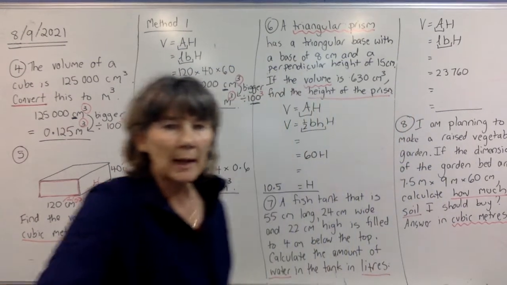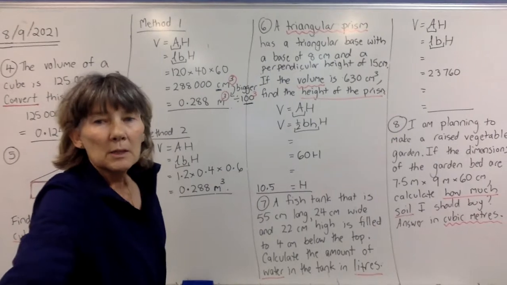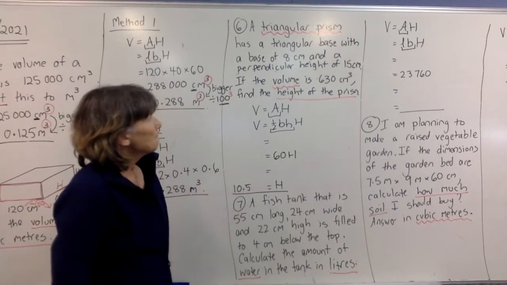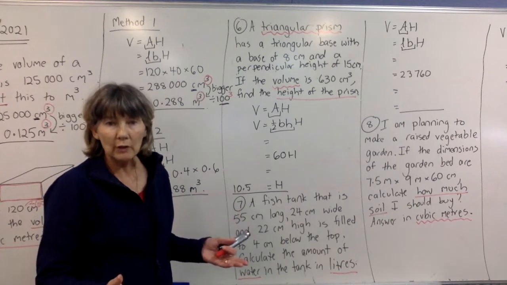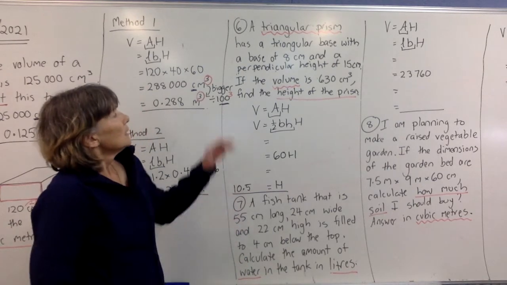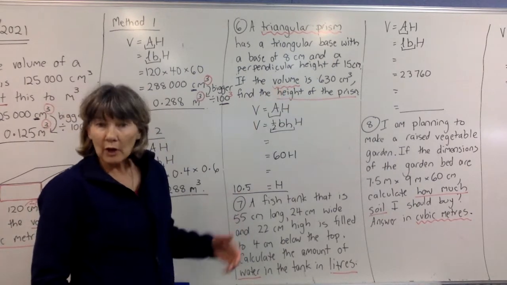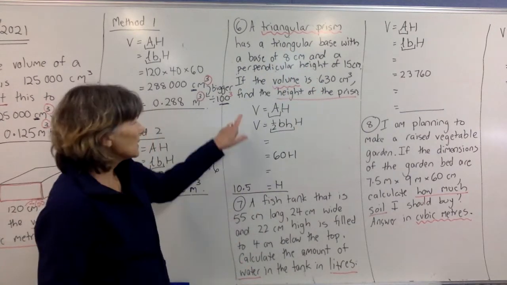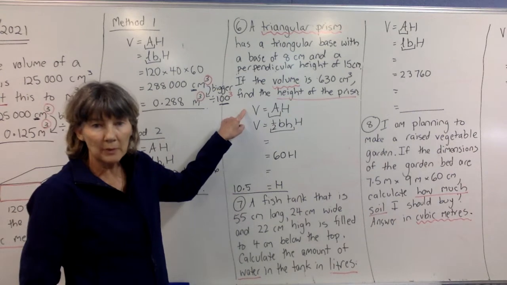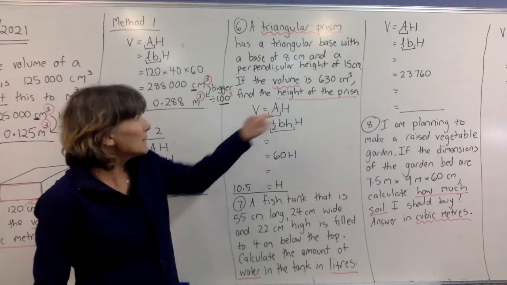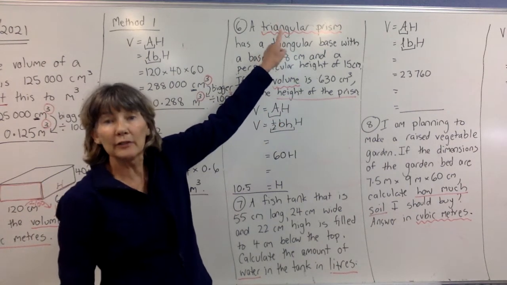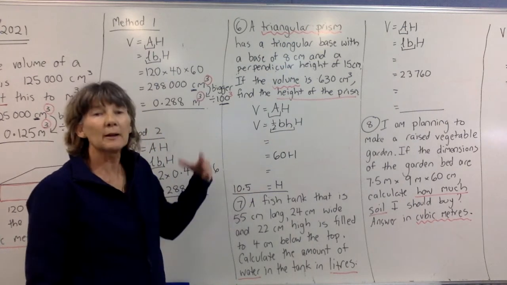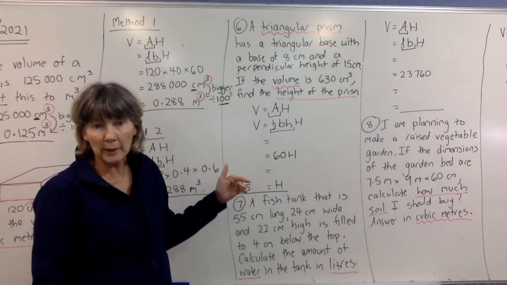All right, now looking at number 6. This one, they've told you, is a triangular prism. So they have given you a shape here. Down here it mentions volume, so we are dealing with the volume of a triangular prism. So I'm going to start with my volume of a prism formula. In place of A, I'm going to write the area of a triangle, which is a half BH. So now we're going to go back and read this question and put the numbers in where they go.